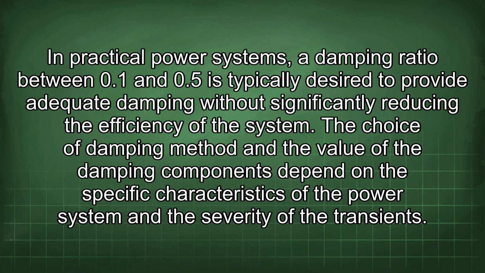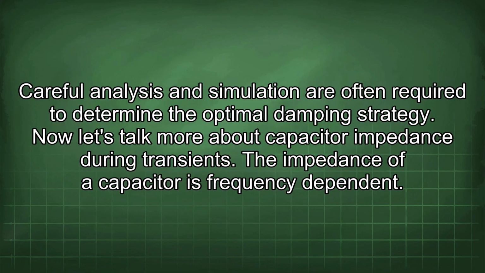The choice of damping method and the value of the damping components depend on the specific characteristics of the power system and the severity of the transients. Careful analysis and simulation are often required to determine the optimal damping strategy. Now let's talk more about capacitor impedance during transients.